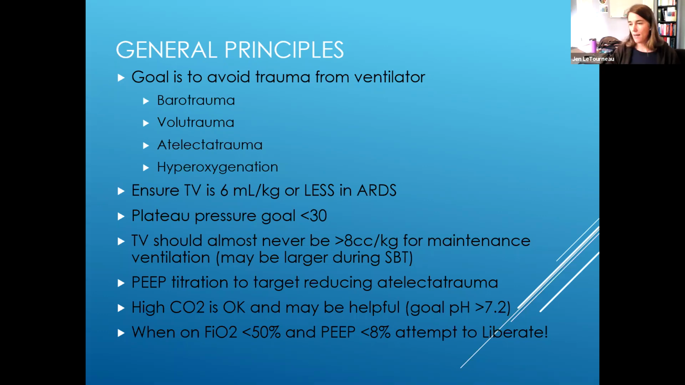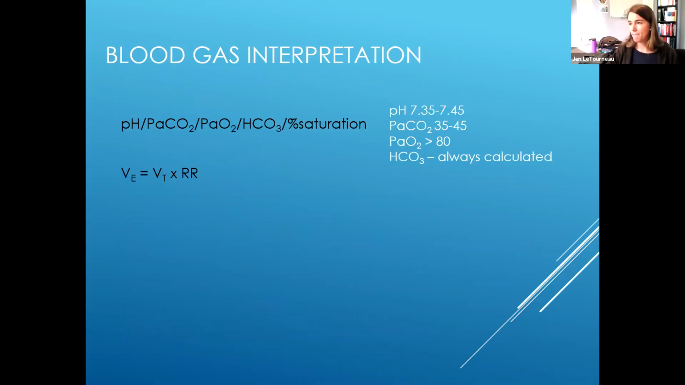PEEP titration is to target reducing atelectatrauma. For those of you familiar with driving pressures, that is part of the issue. High CO2 is actually okay and might be helpful. If you remember the Haldane effect, go way back, right? When you have more CO2 circulating, the hemoglobin is going to have higher affinity for the oxygen, so it can actually help you deliver oxygen to your tissues. So higher PCO2 might be helpful. And then always think about, can you get them off the ventilator when your FiO2 is less than 50 and PEEP is less than 8.